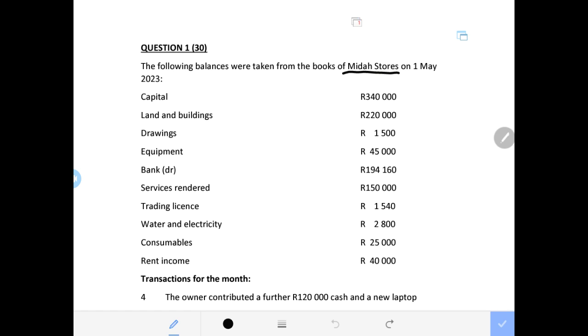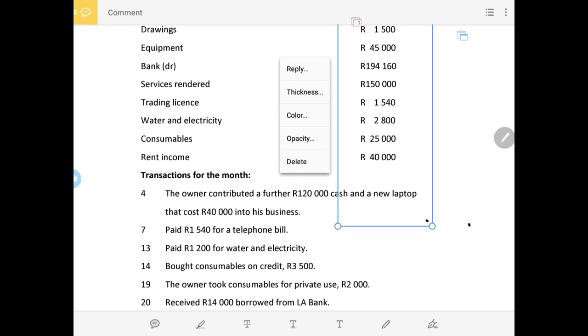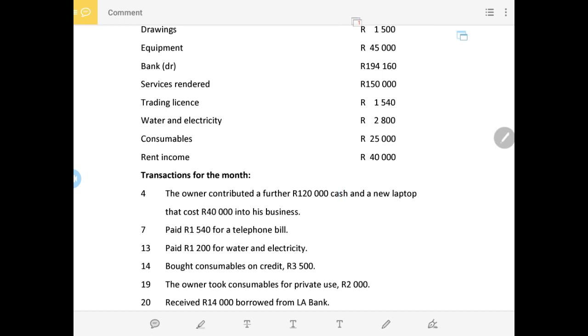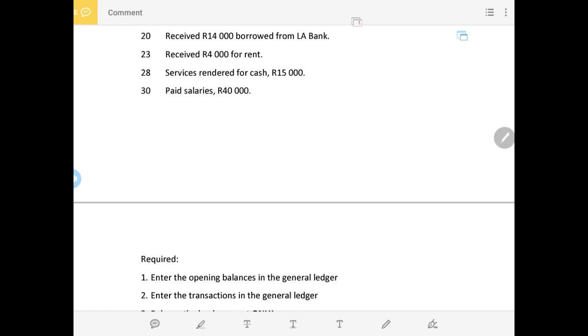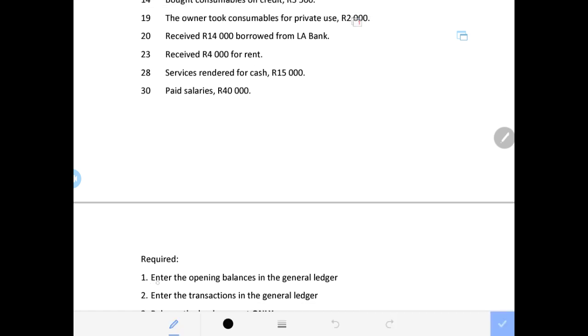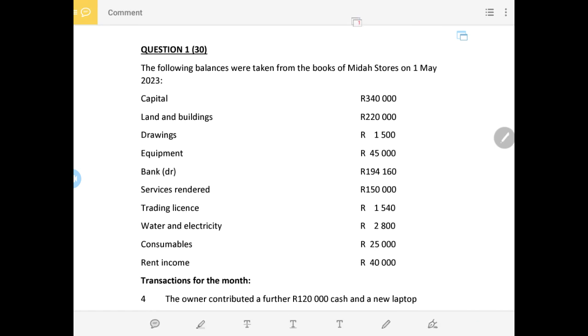Then now we are given transactions that we must record. It says transactions for the month. We have this transaction for the month, and we have the first transaction up until the last transaction. But I prefer that we first read what we are required to do. We are required to enter the opening balances. If they say the opening balances, they are referring to the information that is given on the table.